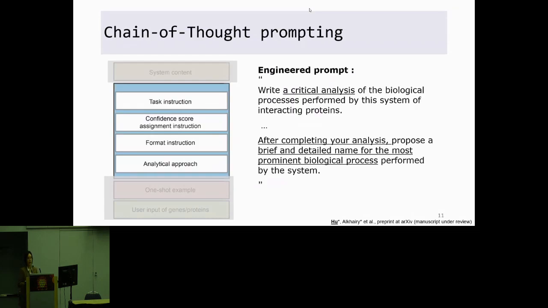Then we followed a pretty popular technique called chain of thought prompting. This is a prompting strategy that guides the LLM step by step through the reasoning process to help it understand the task better. Research has shown that doing so can help the LLM solve the problem and provide output that aligns more with your expectations. For example, we ask it to create a critical analysis for the system of genes, and after doing the analysis, then propose a name that is descriptive of the biological processes.